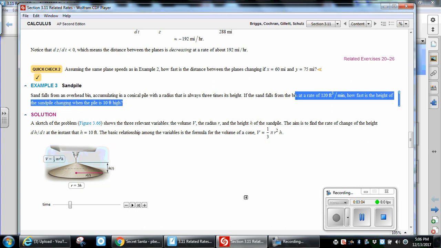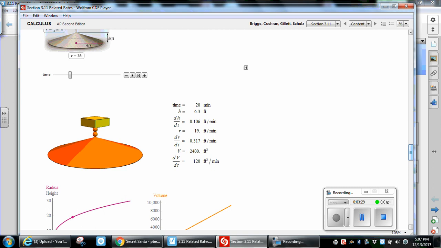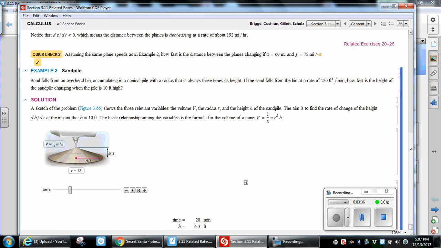If the sand falls from the bin at a rate of 120 cubic feet per minute, remember we're talking about volume, so that's why we have cubic feet, how fast is the height of the sand pile changing when the pile is 10 feet high? Let's just see quickly how the interactive looks. That is when most of the sand has already fallen, actually. So I'm going to reset it so you see how it looks at the beginning.